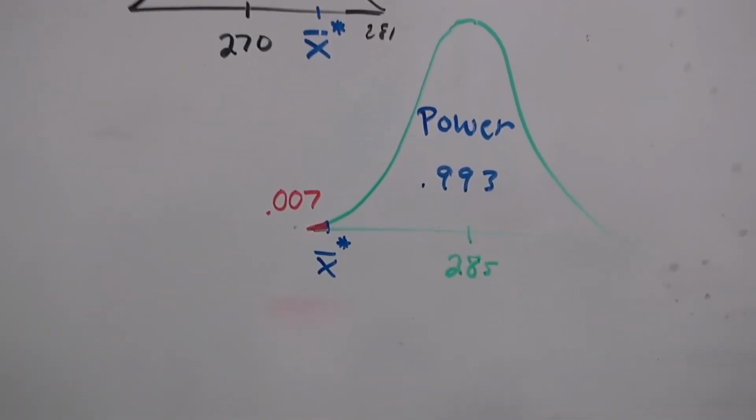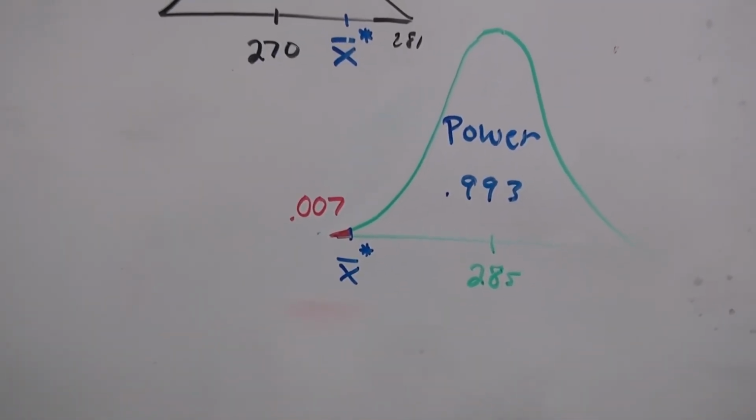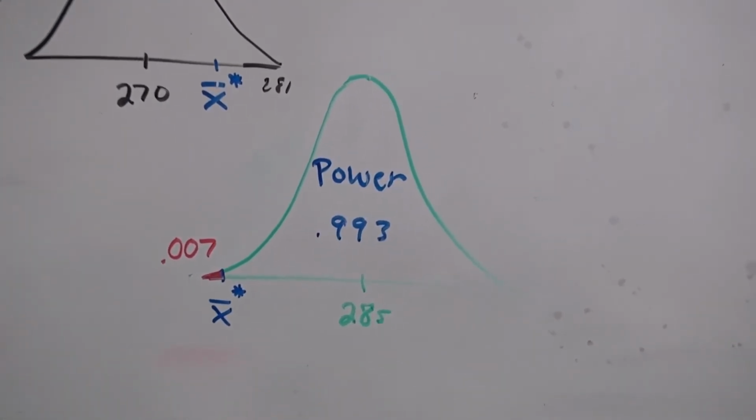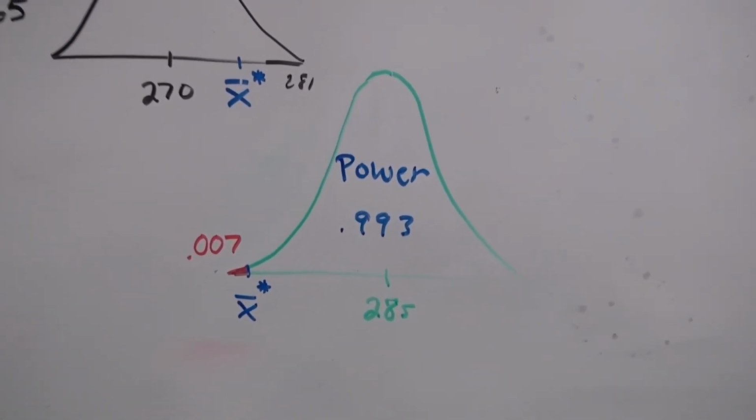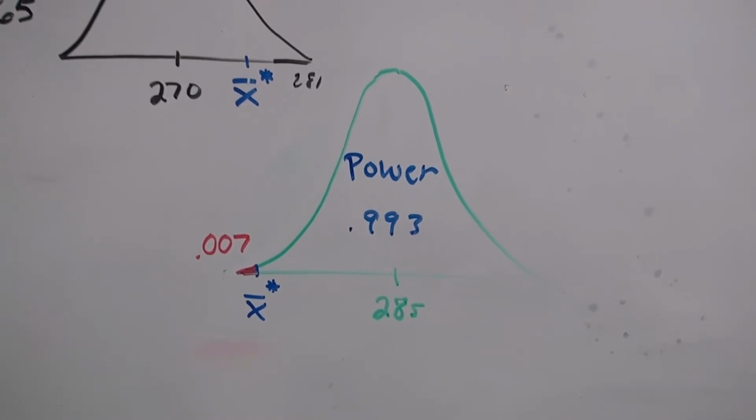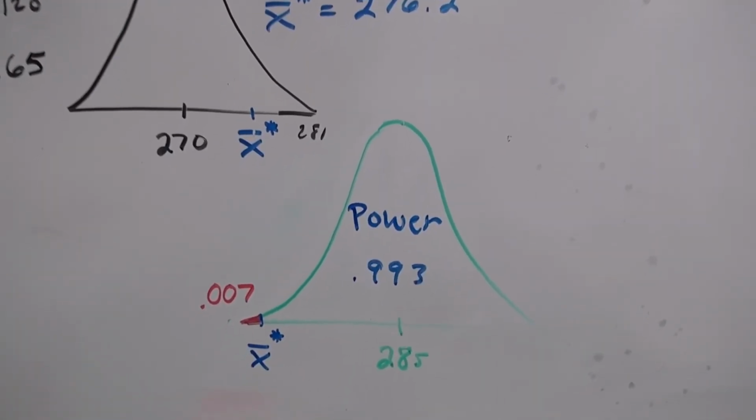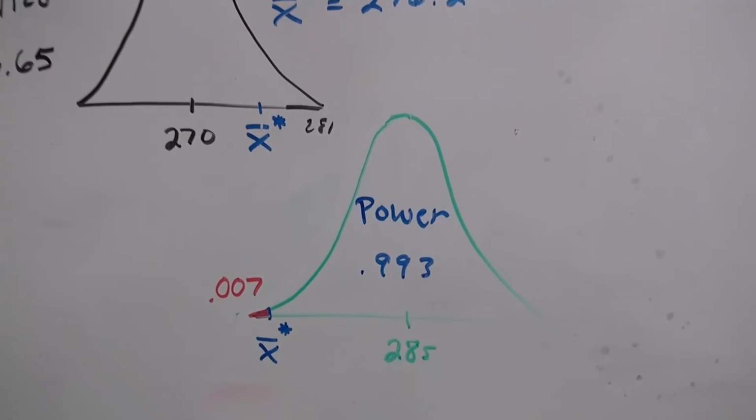Well, that's only going to happen 0.007 of the time. So in 99% of all samples, if this were reality, we would get a sample mean big enough and we'd reject the null and make the correct decision that the mean is greater than 270 seconds.